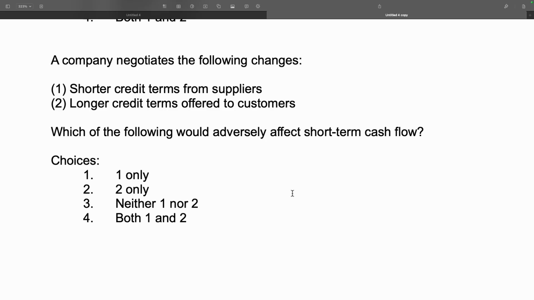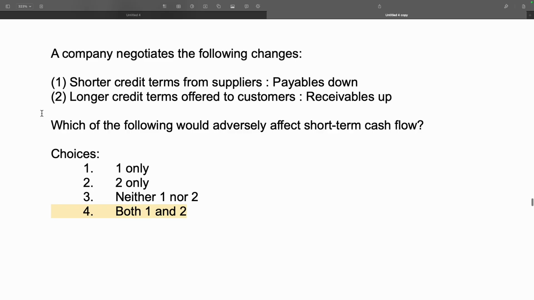A company negotiates the following changes. Number one, shorter credit term from supplier, and number two, longer credit term offered to customer. Which of the following would adversely affect the short-term cash flow? Adversely, a negative effect. So if you have shorter credit term, it should be both 1 and 2.